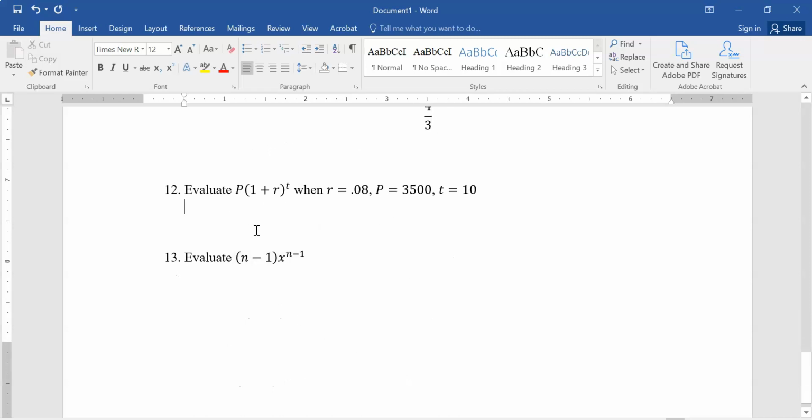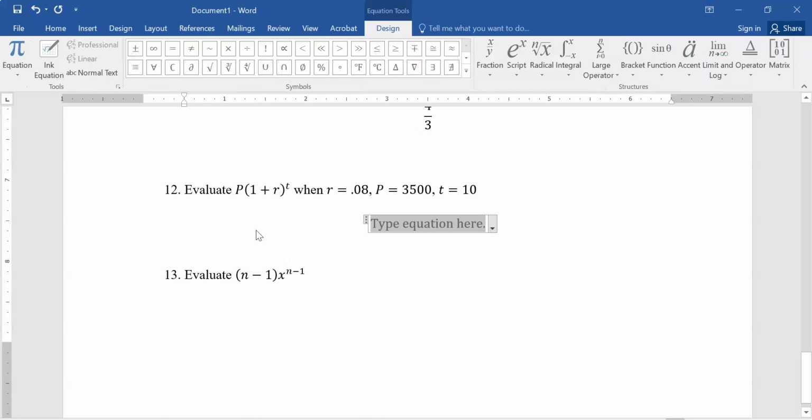Evaluate p times 1 plus r to the t. Let's go ahead and do that one. P is 3,500. 1 plus r, 1 plus 0.08. By the way, you're going to easily see that these parentheses right here, you're plussing a 0.08 in parentheses. Not real necessary to have those parentheses if you don't want to put them. And then all of that is to the 10th power.